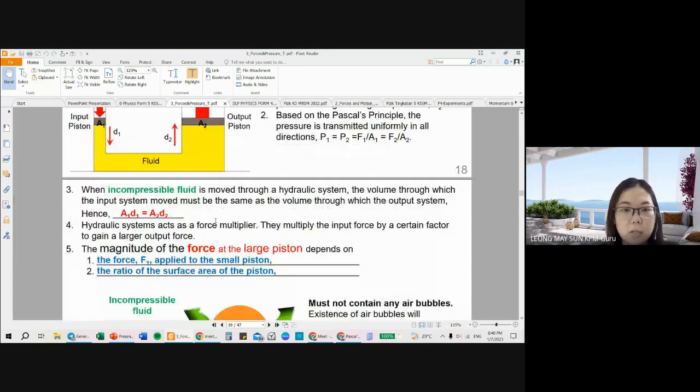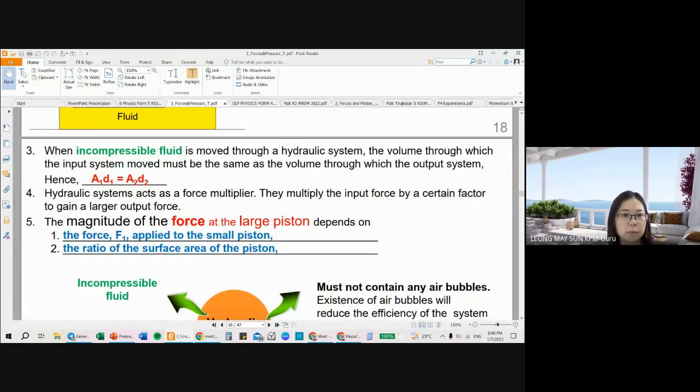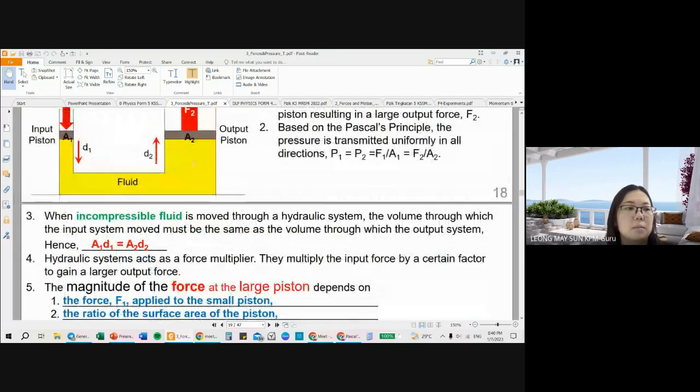So let's talk about the hydraulic fluid. In order for the hydraulic system to be applicable, usually the fluid that we use must be an incompressible fluid. Incompressible fluid means that you cannot compress the fluid any further. Water is a compressible fluid. All right, I repeat, water is a compressible fluid.